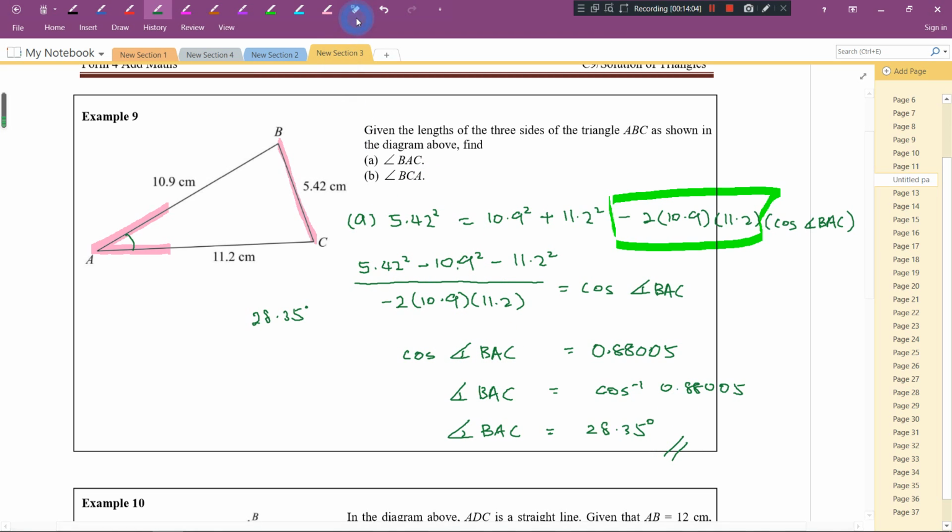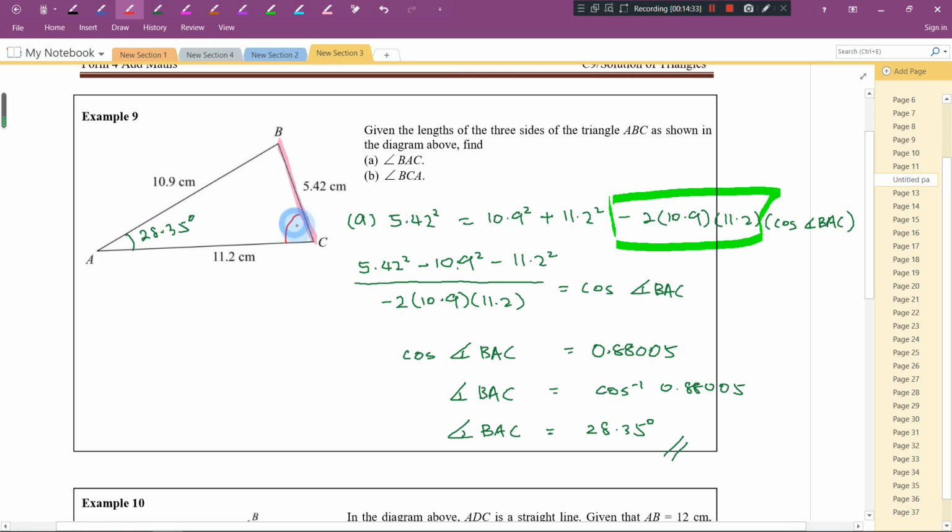Okay, so once I get the answer, let me label it first. 28.35 degrees. So now the question is asking for angle BCA for part B. BCA. So BC is over here. So now you can use the cosine rule to help you get the answer, but here we can actually use the sine rule to help us get the answer. It will be easier, I think.